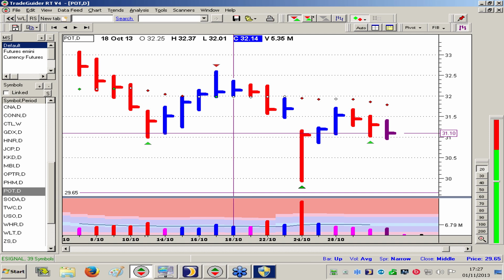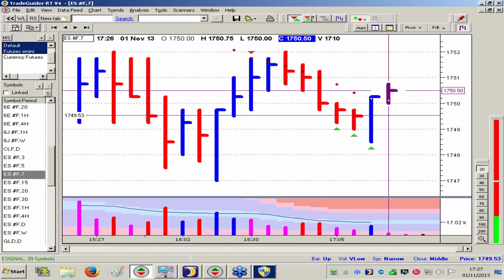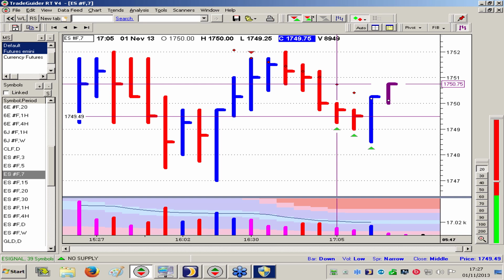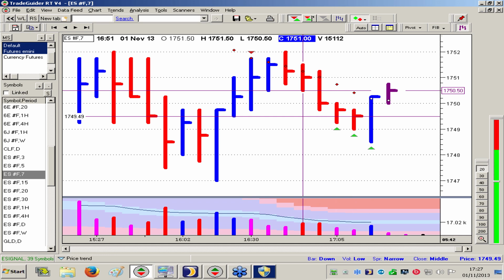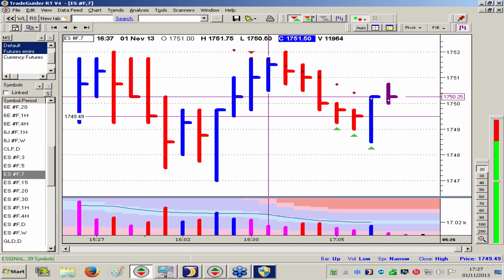Put up a, say, 7-minute, Peter, would you? S&P. You can read any of these time frames, more or less, look. That's 7 minutes, is it? Yeah. Right. There's a lot of no demand there, look. These blue bars are up bars, as you know. And look at the low volume. There is no serious professional interest.